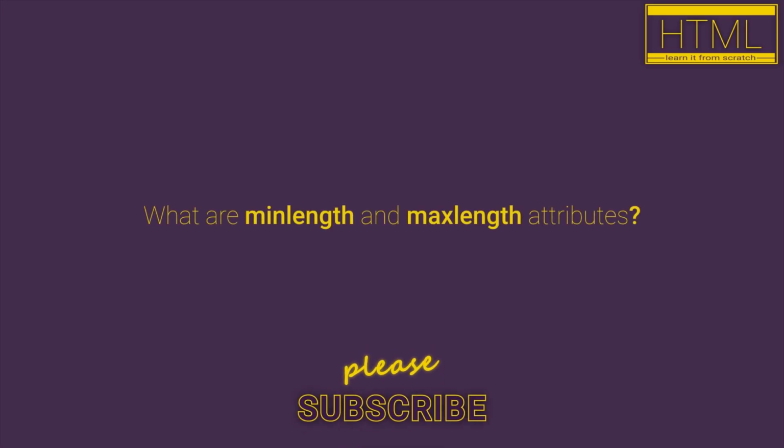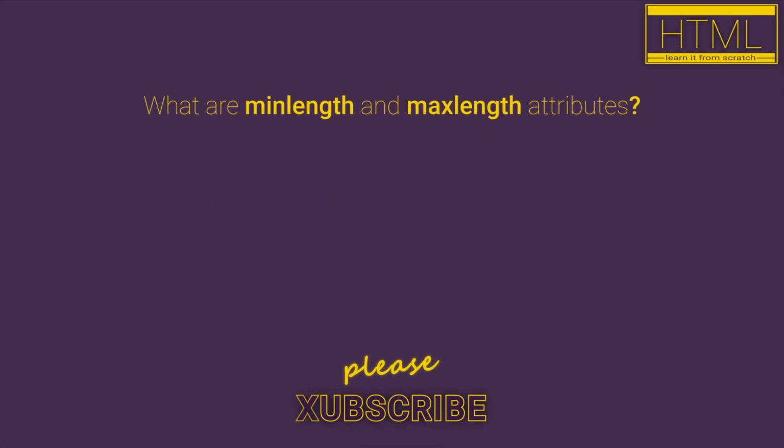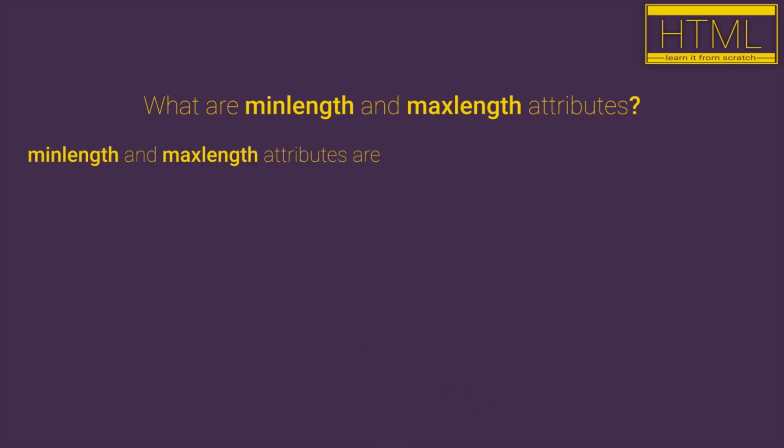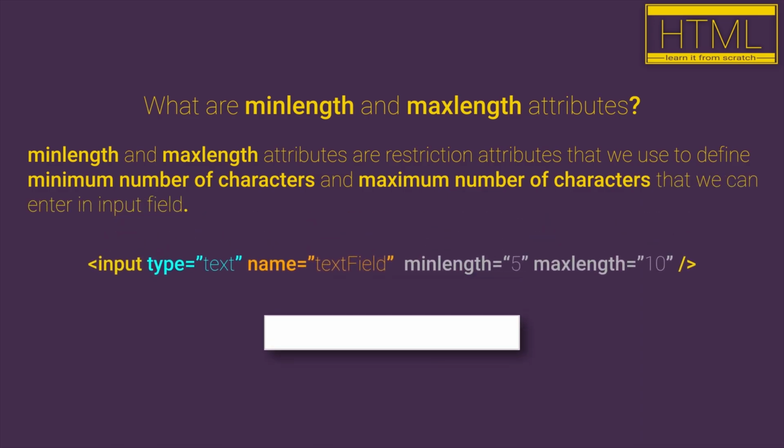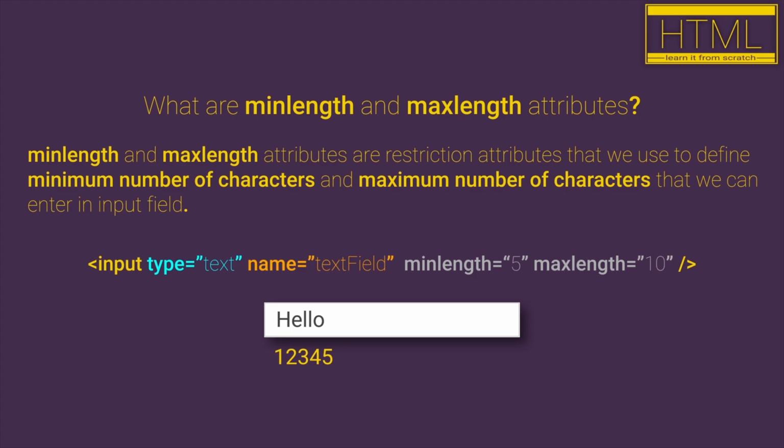What are minlength and maxlength attributes? Minlength and maxlength attributes are restriction attributes that we use to define the minimum number of characters and the maximum number of characters that we can enter in some input field. If we do not follow the values that are set with minlength and maxlength attributes, we'll get a validation error.